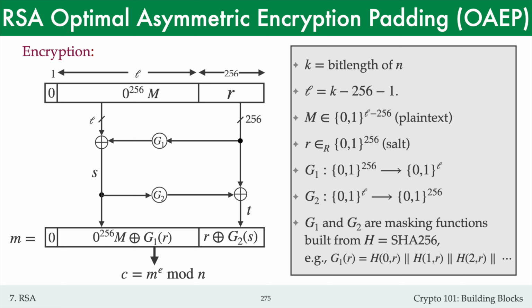In summary, R serves as the salt, and the 0 string serves as formatting. The formatted plaintext is masked by G1 of R, and the salt is masked with G2 of S. The resulting string M is then encrypted using basic RSA encryption.